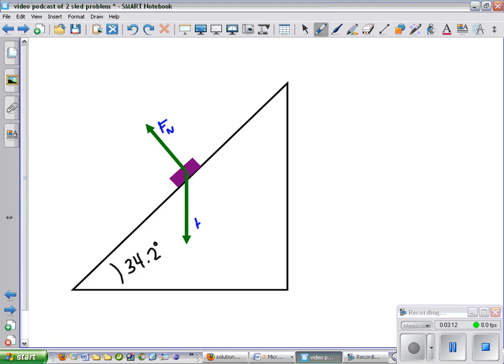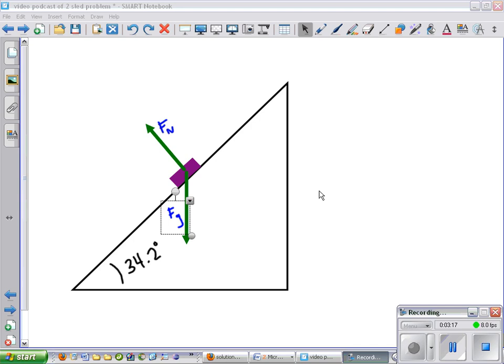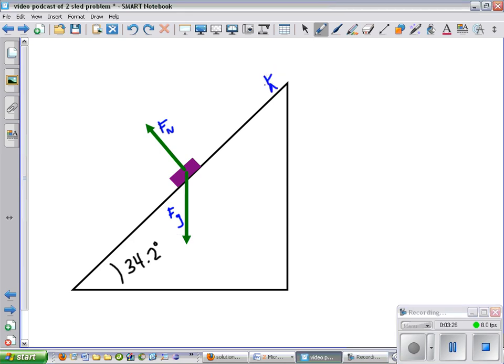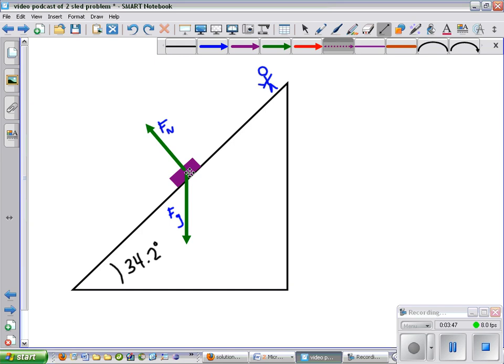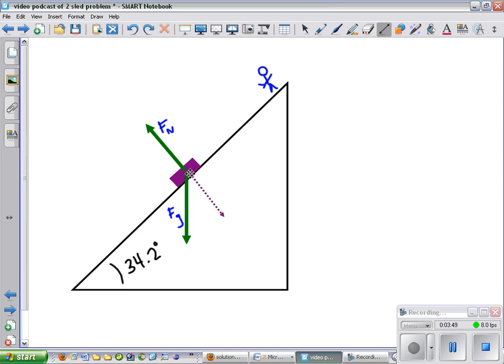Let me go ahead and label those, Fn and Fg. Now looking at the coordinate system of the plane, if we are standing right here, then this is our y direction. So Fn is only acting in the y direction, and Fg is at an angle. So we're going to have to use a triangle to figure out the components of this in the y direction and in the x direction.